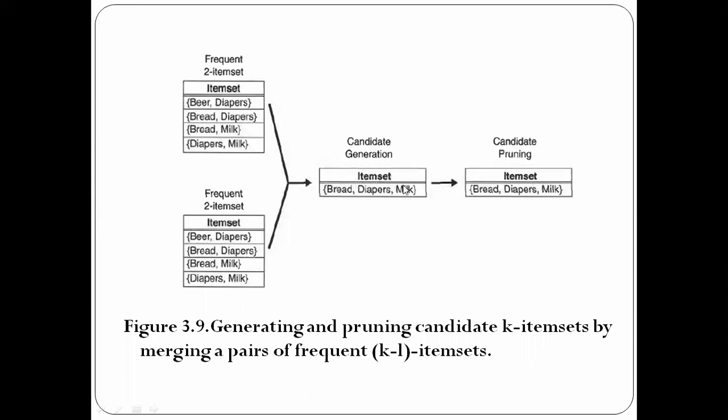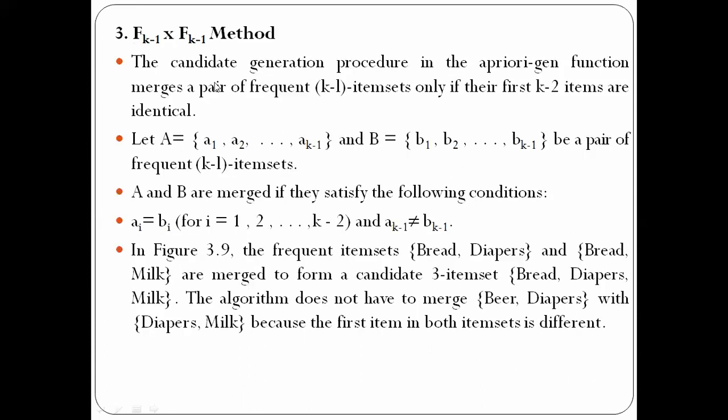In order to generate C3, we are considering the cross product of F2 with itself, that is F2 cross F2. If you're generating C4, then we will be considering F3 cross F3. That is the procedure that is followed in the third method. We will be joining only if the first k-2 items are the same in the frequent k-1 item sets.